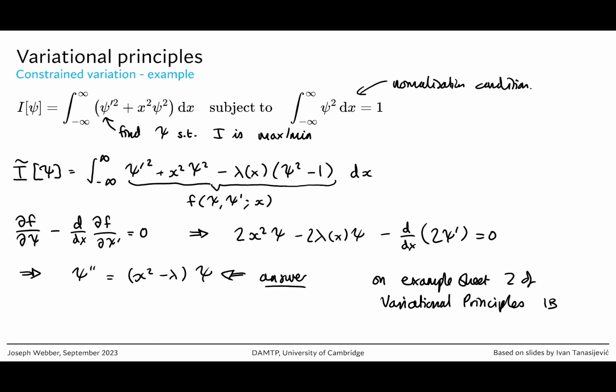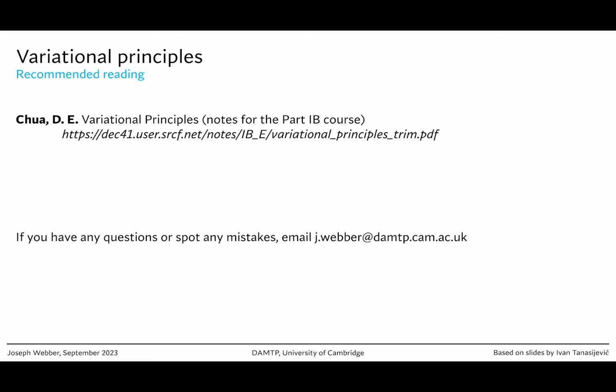Now I've hinted at Variational Principles 1B there, and if you want to find out any more about variational principles, or this is an area you're not particularly comfortable with, I can recommend these notes that are available for free online for the Part 1B course. You mostly just want to look at the sections on Euler-Lagrange equations. I wouldn't worry too much about the second variation or any of the stuff about functions. We're just dealing with functionals here. But if you've got any questions, drop me an email or bring them along to the in-person session.